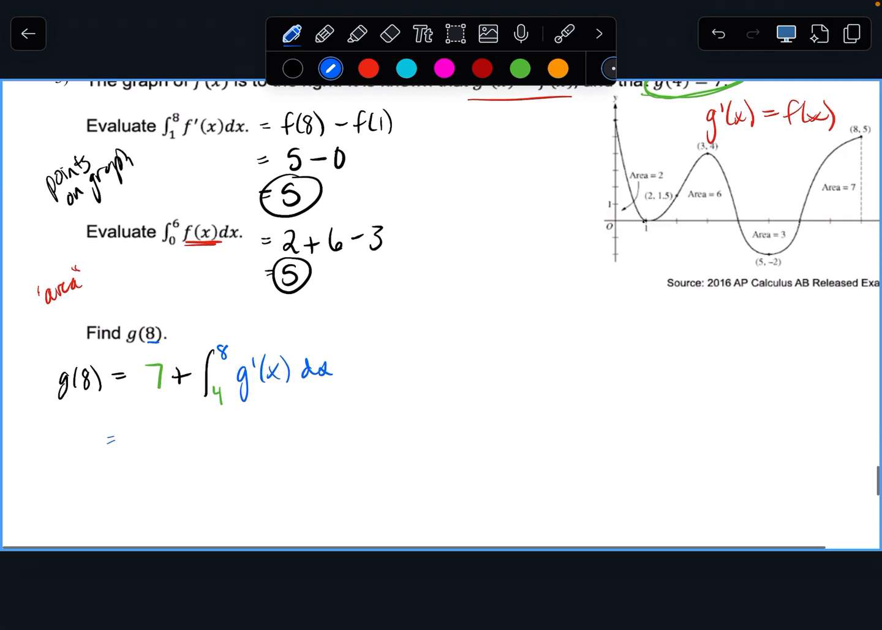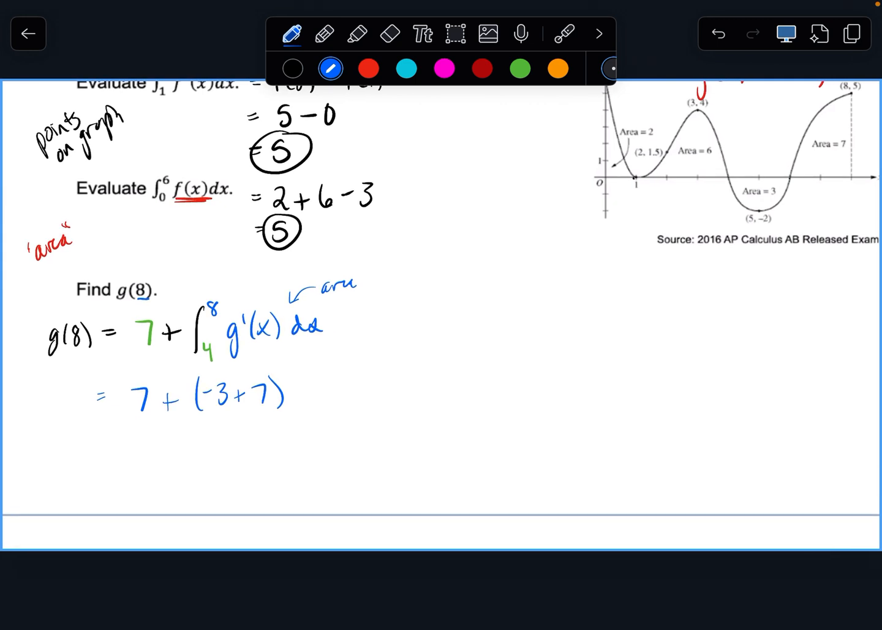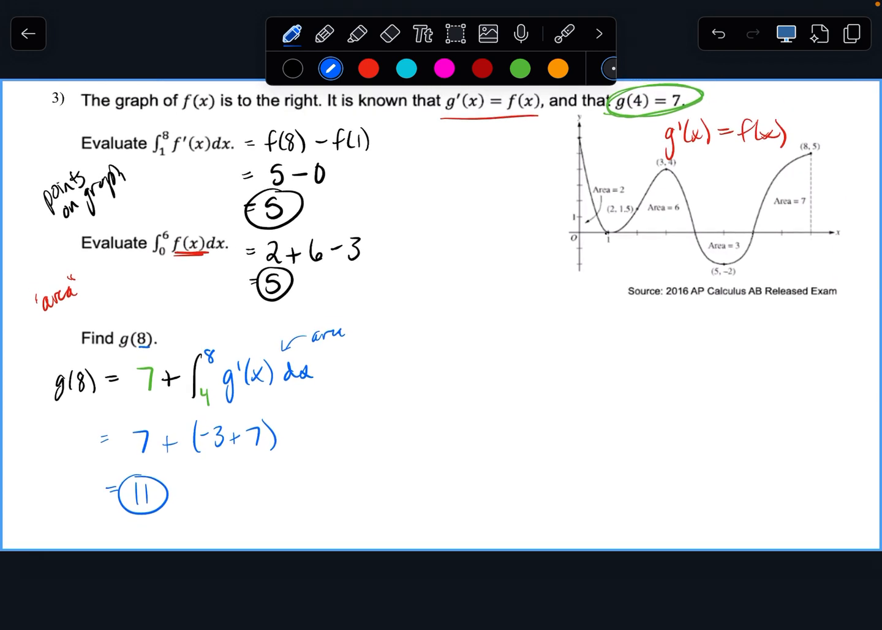So you get 7 plus, and then this would be g prime from the graph. So this is going to be an area thing because you're given g prime. So from 4 to 8. So that'd be what? Negative 3 plus 7, pretty much. I don't know, just review, I guess, with the notation. Are there any questions with any of that?